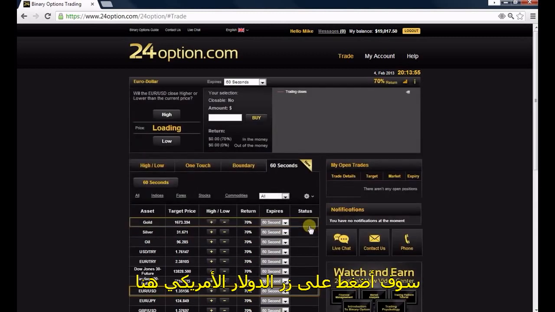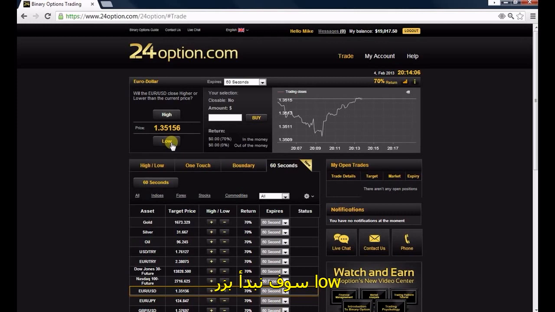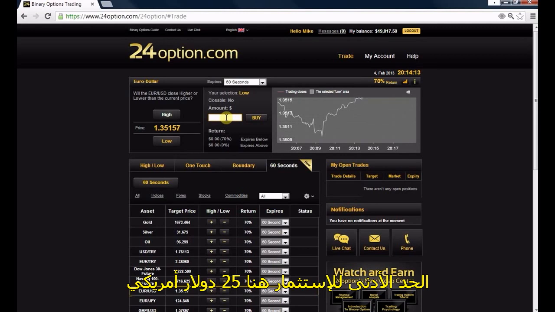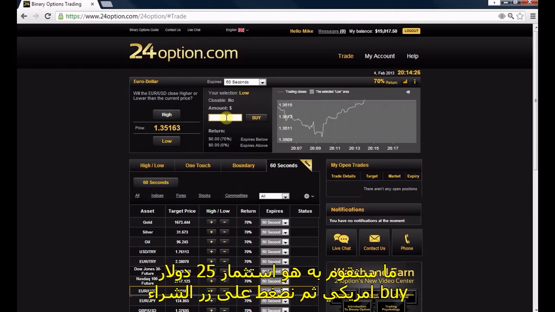So we're going to go here to the Euro US dollar. We're going to click it and take a look at what's been going on for the last few minutes. It's gone down, it's gone up here, so we're going to go with low, so puts. Now the minimum investment for 24options is $25, which is higher than other options platforms. So when you do this technique with 24options, you usually need to start out with a larger initial deposit in order for it to work. So we're going to first invest $25 and go to buy.